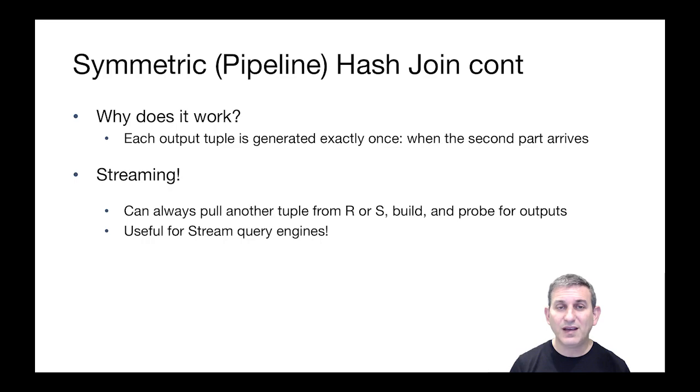This is a fully streaming algorithm, so you can always pull another tuple from R and S, build, probe for outputs. And so it's really nice for systems that you want to be streaming, whether these are on streaming data that never ends, or whether these are systems where you just want to get early answers from long-running queries on disk. So symmetric or pipeline hash join is a really nice algorithm for when you care about the responsiveness of your system and you want to stream data. It also gives you excellent pipeline parallelism, although remember that our pipelines are probably only a few operators deep, and partition parallelism is often where the big wins are.